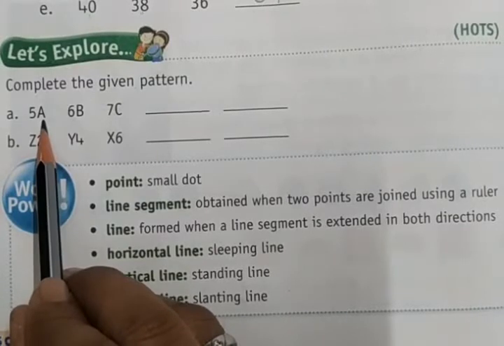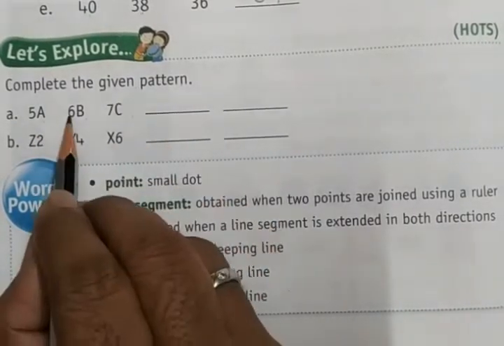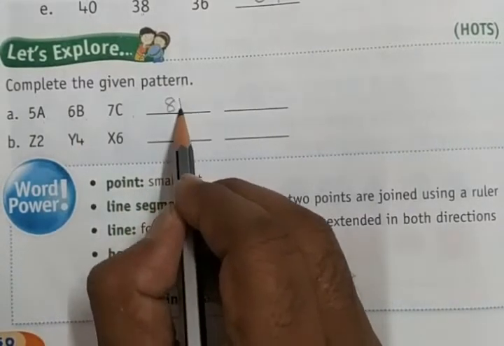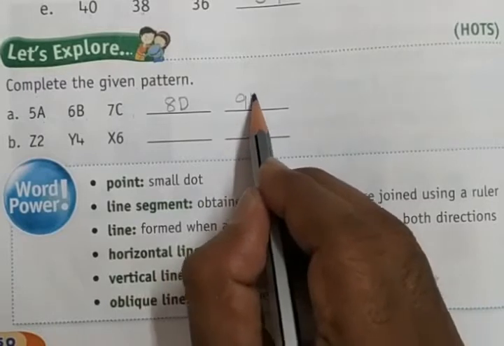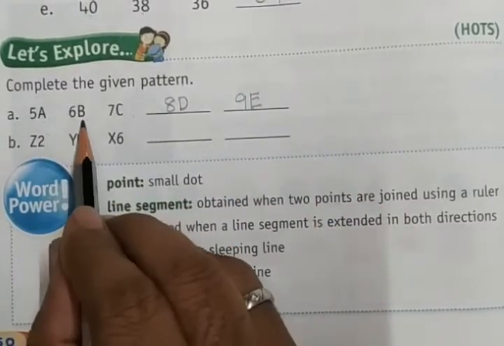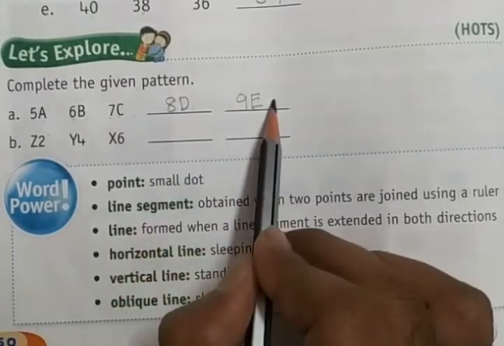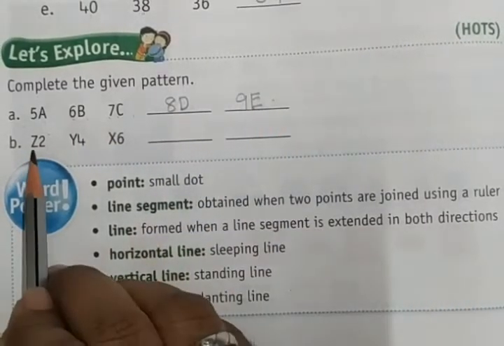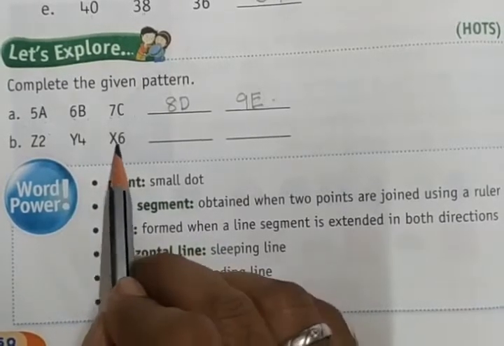5A, 6B, 7C, 6, 7, 8D, 9E. Now A, B, C, D, E. 5, 6, 7, 8, 9. Okay. Z, Y, X, X, Y, Z.